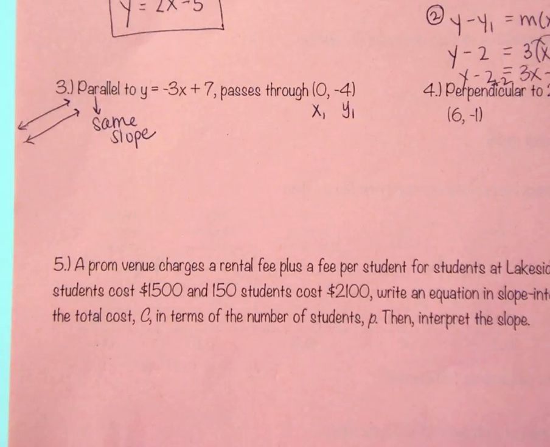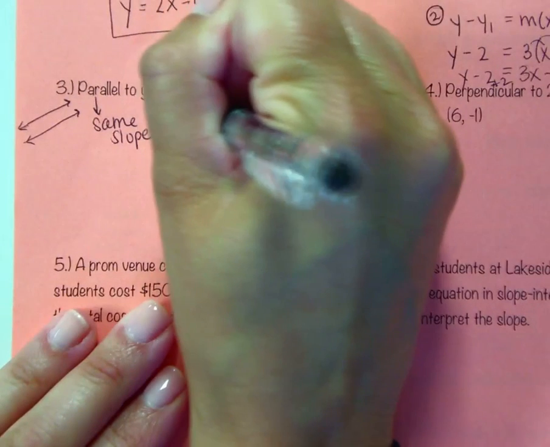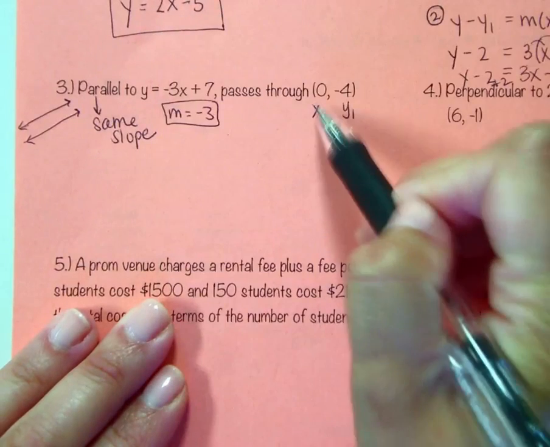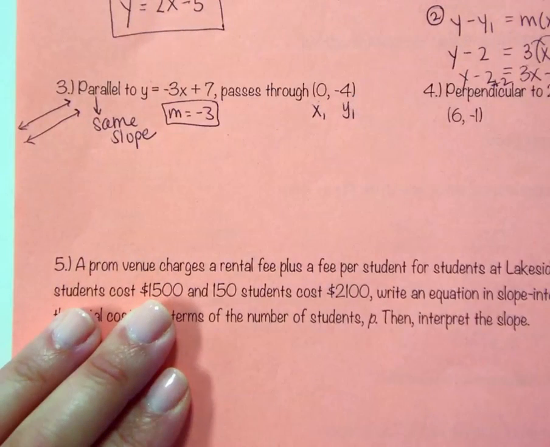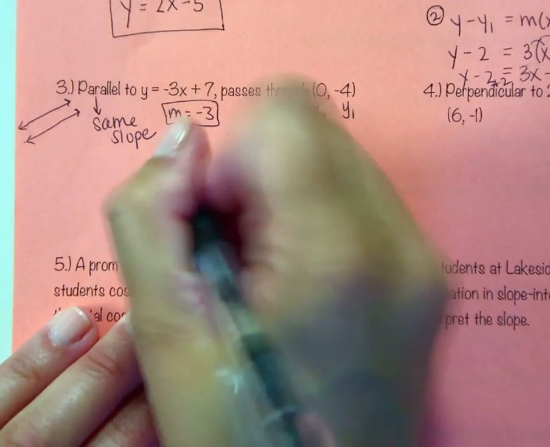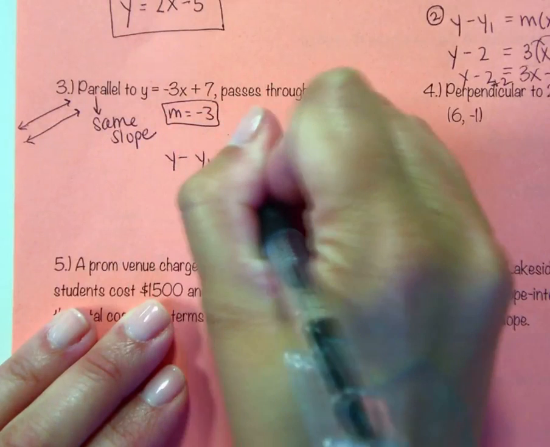Okay, so Kaylee, what is the slope of that line? Okay, so we're going to take a slope of -3, and values of 0, -4 for x1, y1, then we can go right to our point-slope form again.